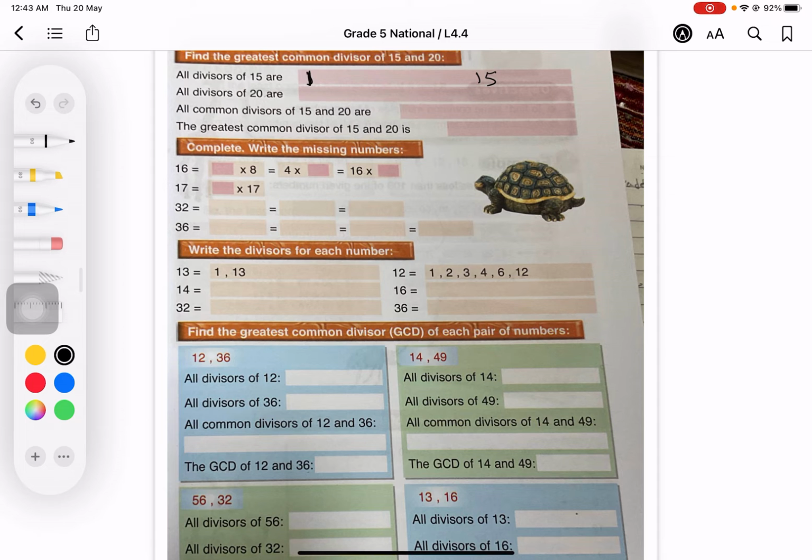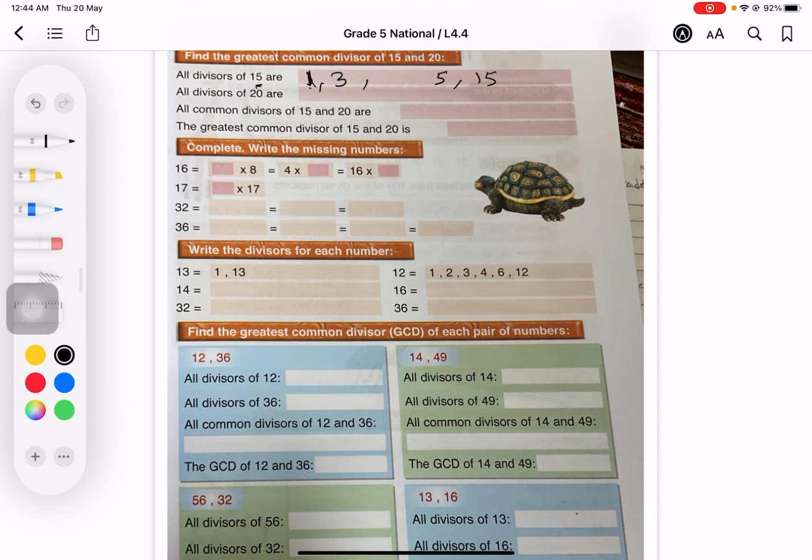Is 15 divisible by 2? No, because divisible by 2 means they should be even numbers. 15 is not an even number, so I will skip 2. I will go to 3. 3 by what? By 5. So finish. I don't have any more. So 1 with 15, 3 with 5. The divisors are 1 with 15, 3 with 5.